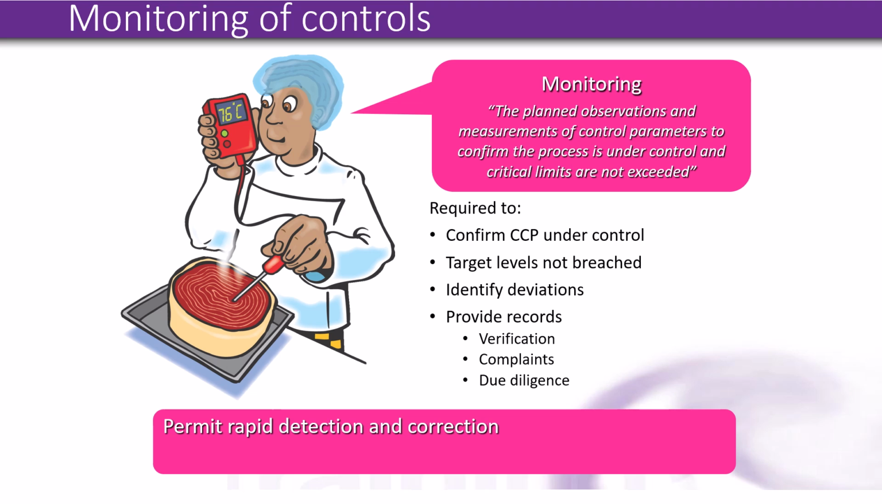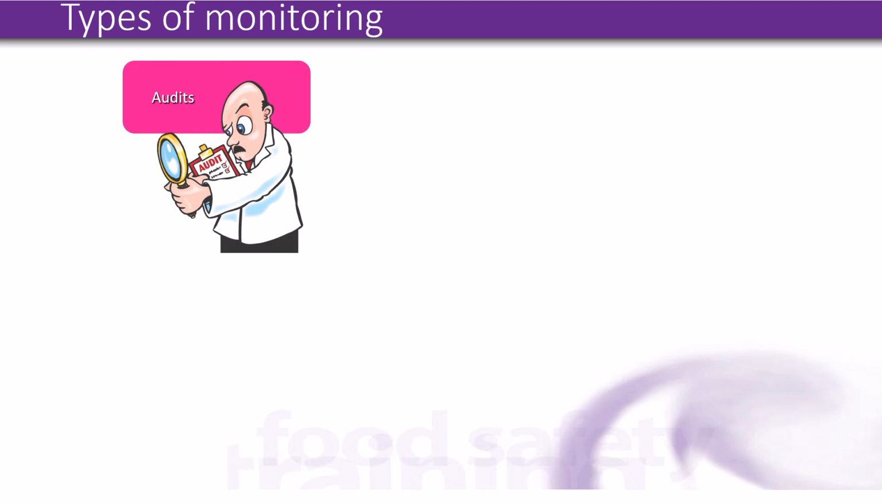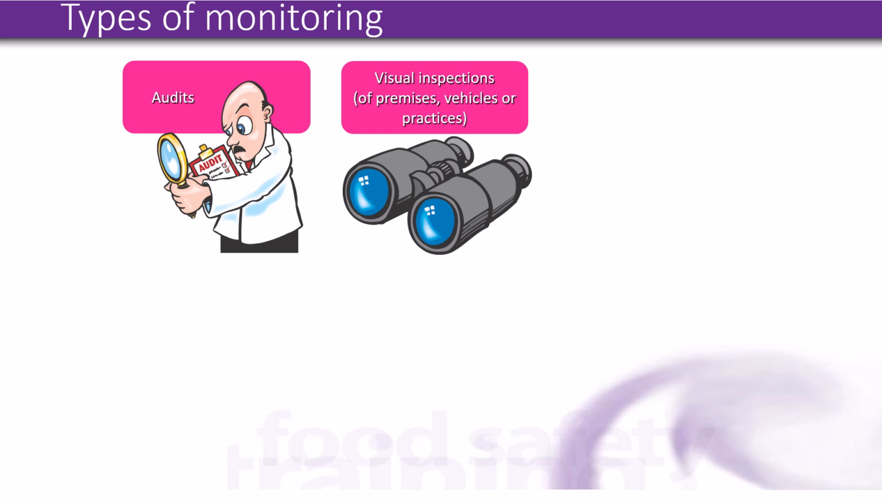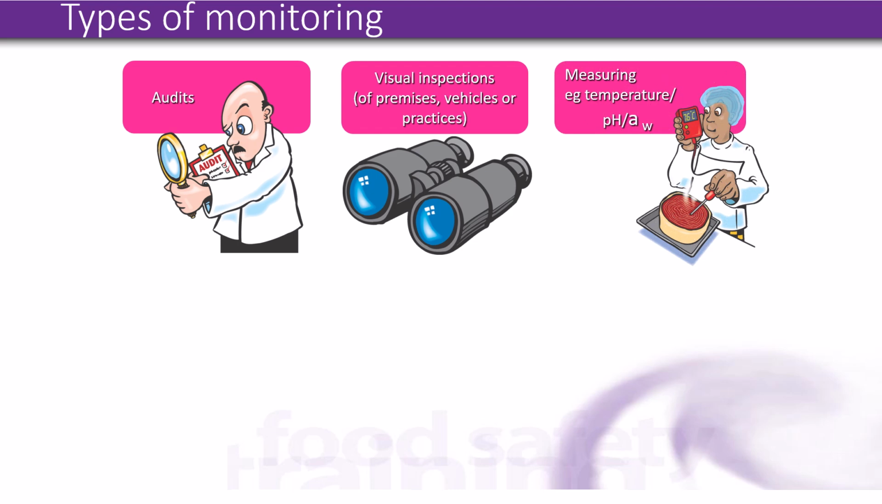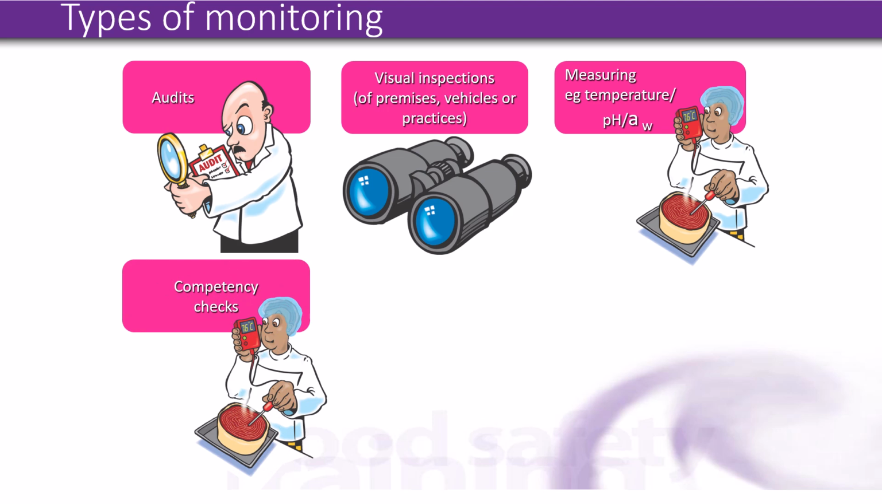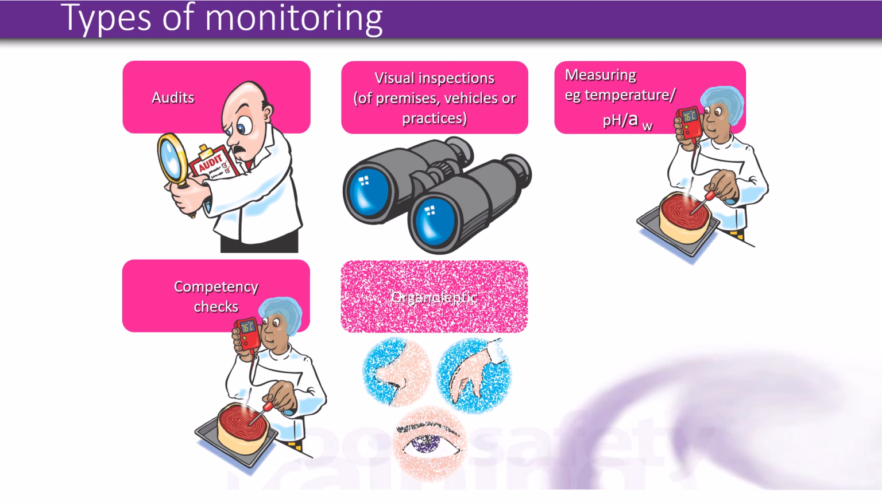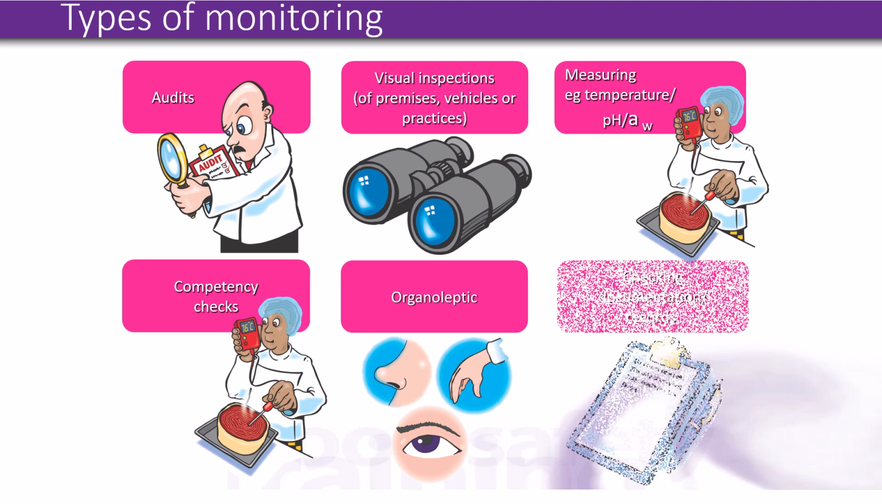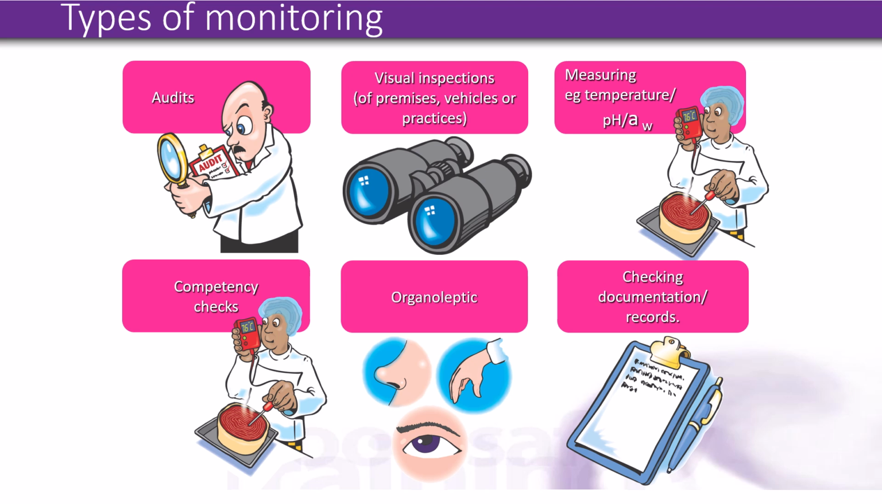It permits rapid detection and correction. It can be manual, automatic, continuous, or at a set of frequencies. Types of monitoring include audits, visual inspections of premises, vehicles, or practices, measuring, for example, temperature, pH, or AW, competency checks, so checking the training of staff, organoleptic, using your senses, smell, for example, touch, sight, checking documentation and records.